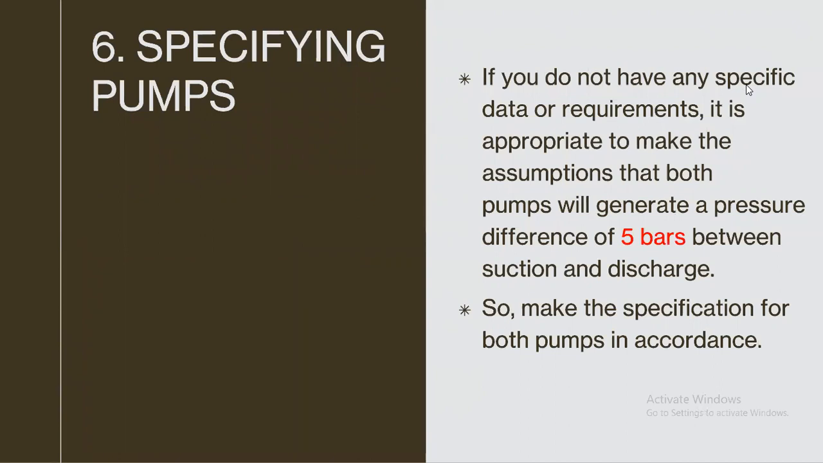If you do not have any specific data or requirements, it is appropriate to make the assumption that both pumps will generate a pressure difference of 5 bars between suction and discharge. So the purpose of a pump, of course, is to increase pressure. So if you don't have any information at the design stage, you assume there's a pressure increase of 5 bars. So make the specification for both pumps accordingly. We have 2 pumps here, the one to pump the distillate product and the one to pump the bottoms product.